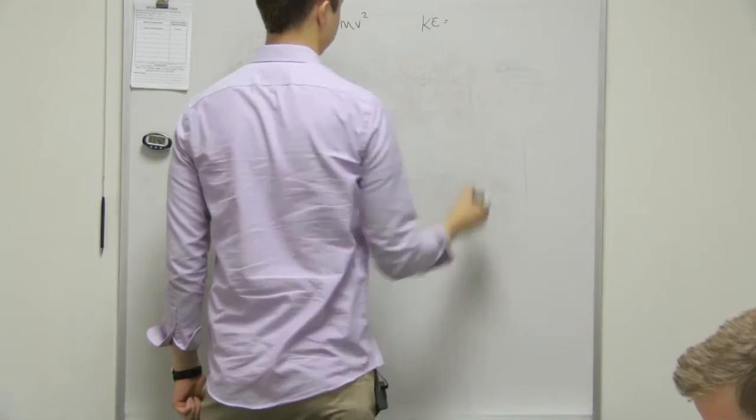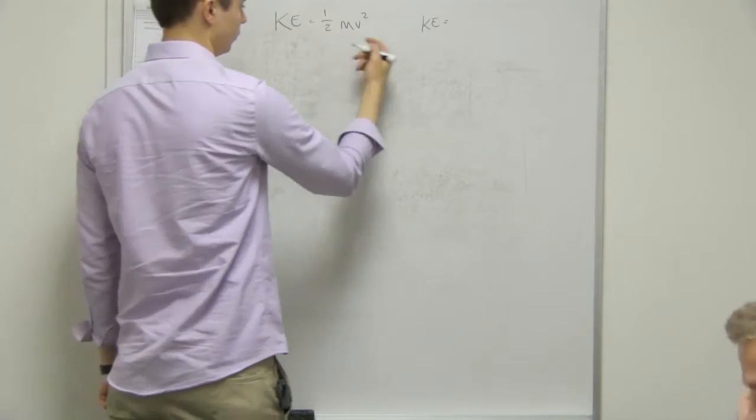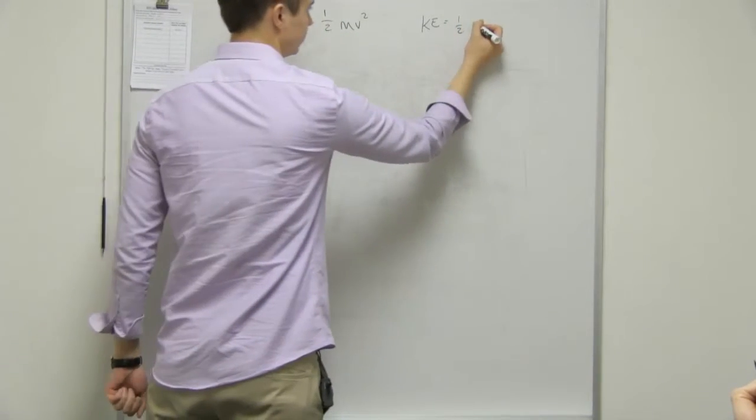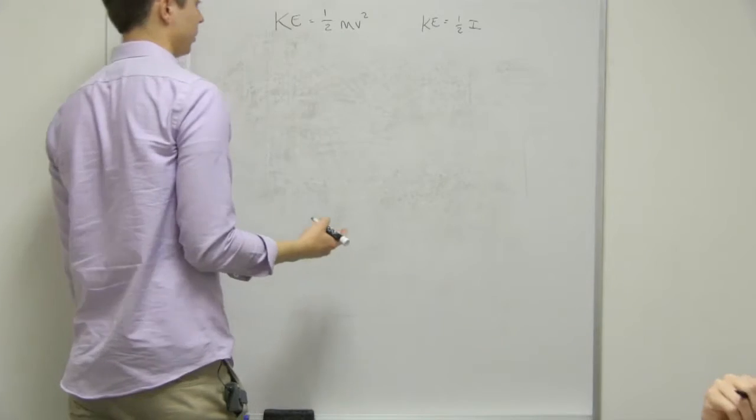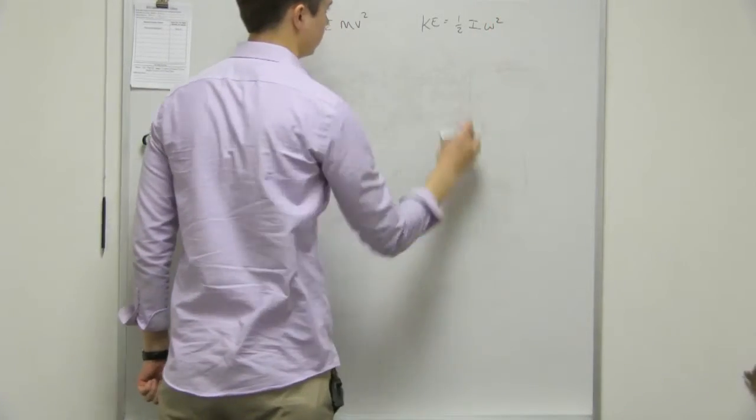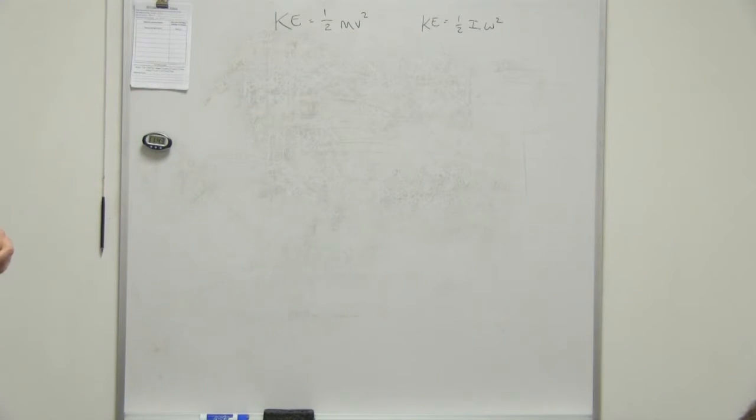Rotational is pretty much the exact same equation, but now we've got our rotational substitutes. So it's 1/2. The rotational version of mass is this thing called moment of inertia. The rotational version of velocity is omega. So they're the exact same. Just one has the linear type variables and one has the rotational type variables.